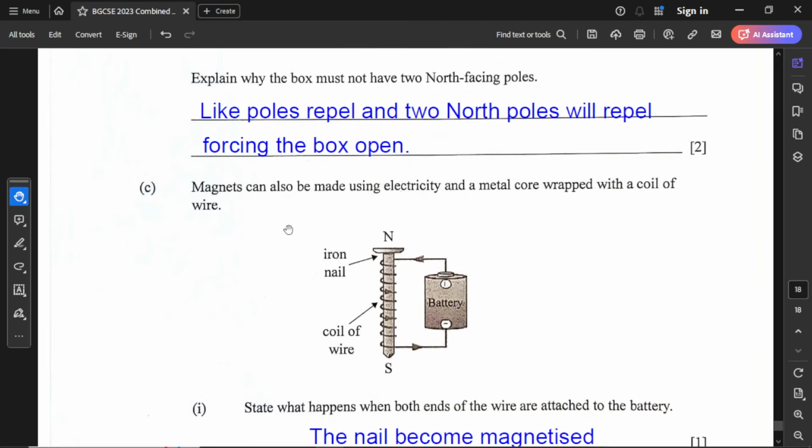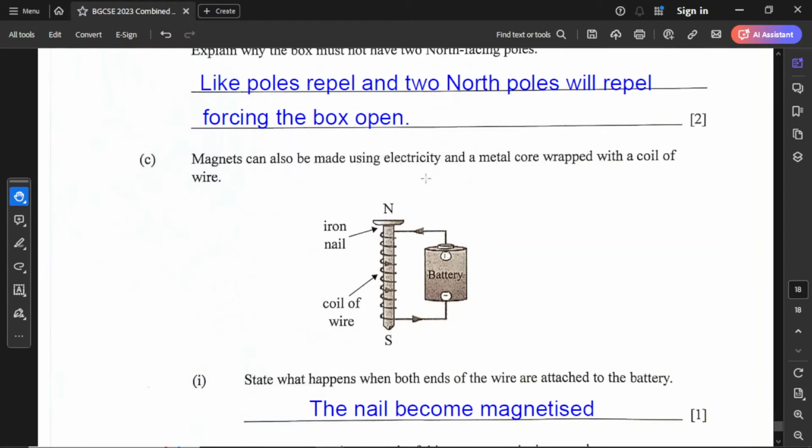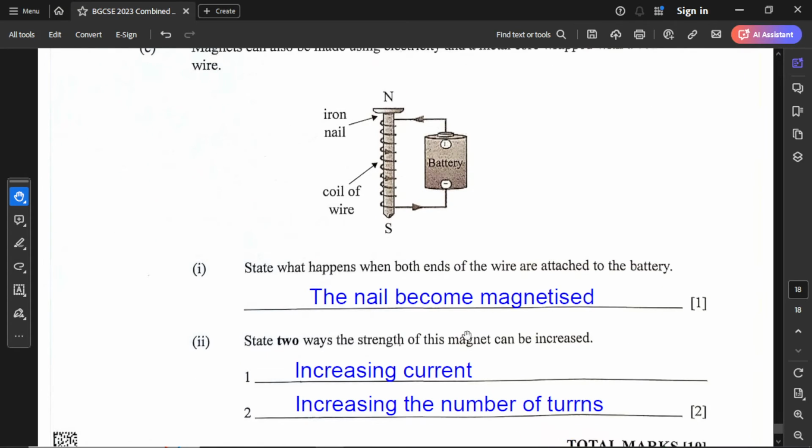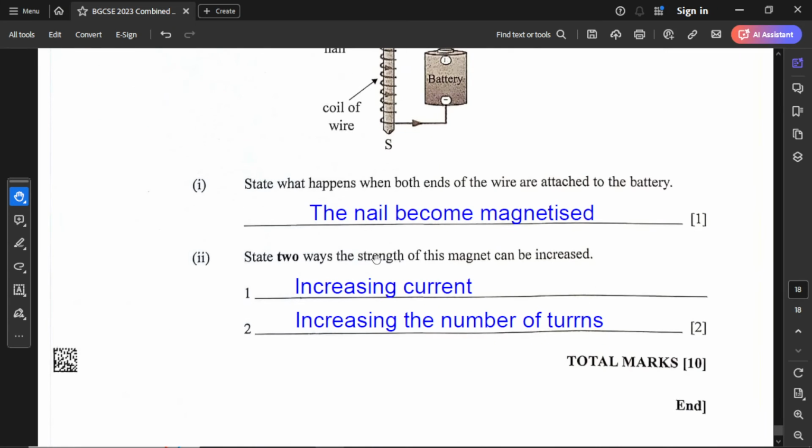Part C. Magnets can also be made using electricity and a metal core wrapped with a coil of wire. State what happens when both ends of the wire are attached to the battery. Once those wire ends are attached to the battery, current will pass through and the nail will become magnetized. So the answer here is that the nail will become magnetized. You normally use a soft iron core, which is like a nail.